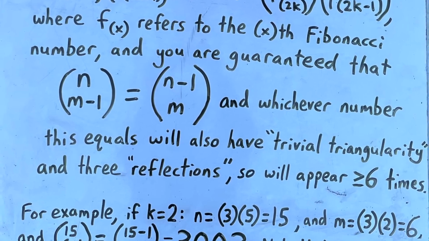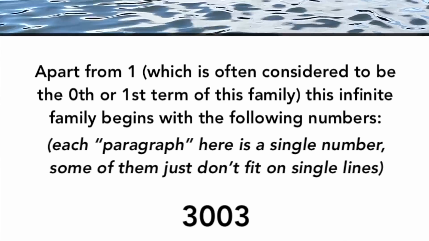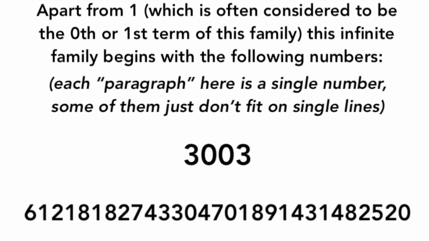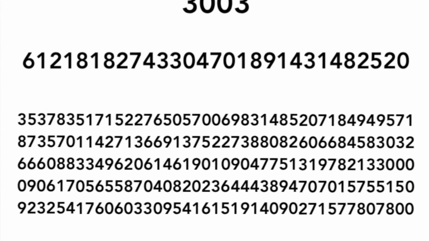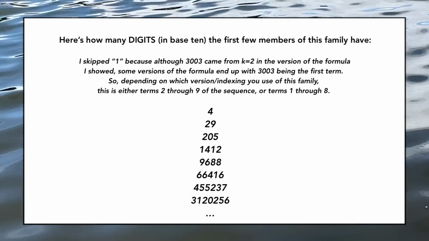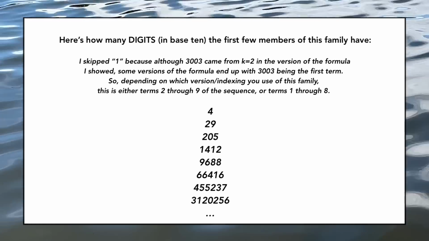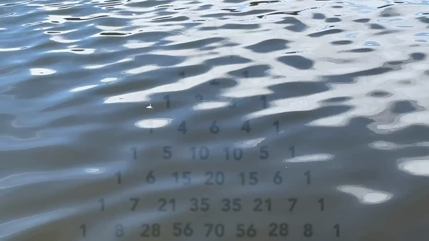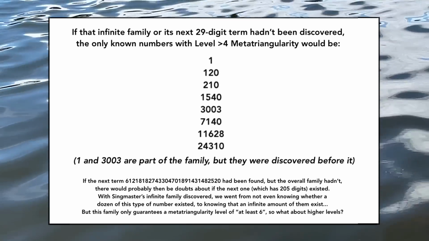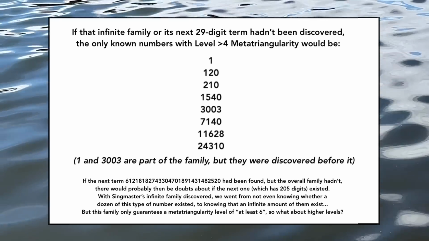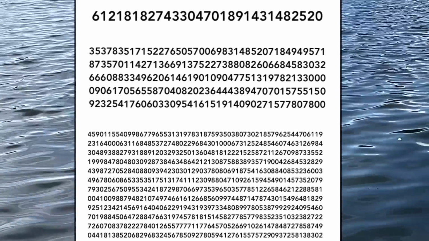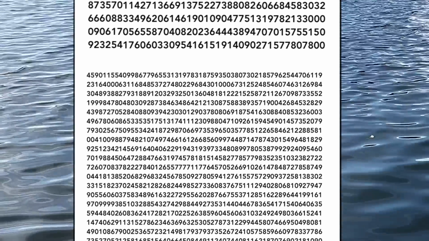So 3003 came out of this formula when we picked k equals 2, and if I had picked k equals 3, I would have gotten the next member of the family instead, and here's the one for k equals 4, and the one for k equals 5, and as you can see, they get big pretty quickly. But this family of numbers does change a lot about what we know about the landscape of metatriangularity. Without this family, less than a dozen numbers would be known that are hypertriangular in more than 4 dimensions. But with this family, we know that there are definitely an infinite amount of numbers like that.